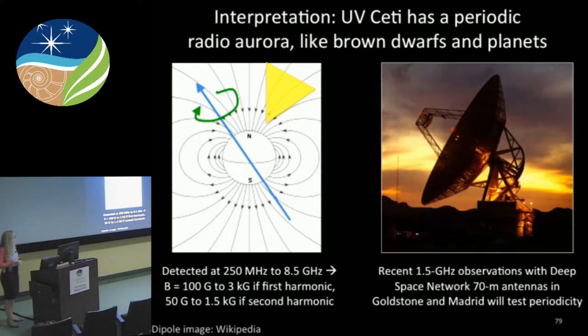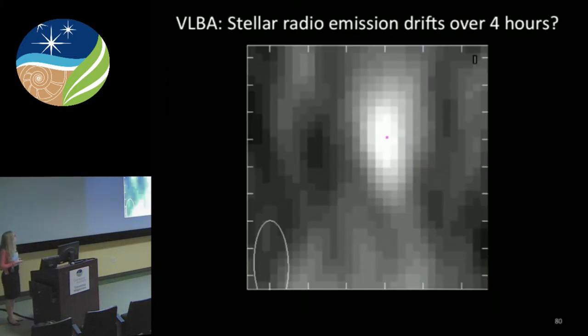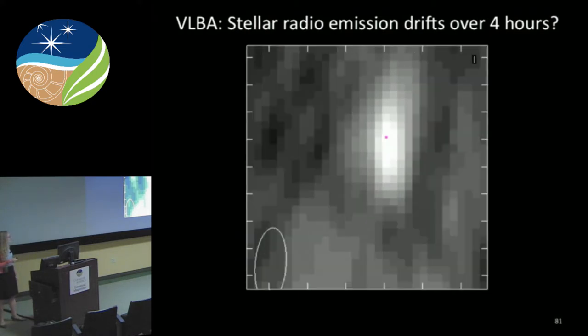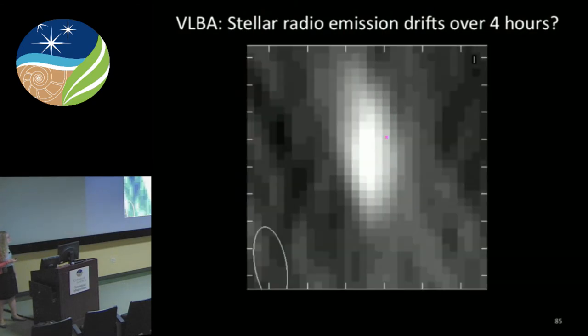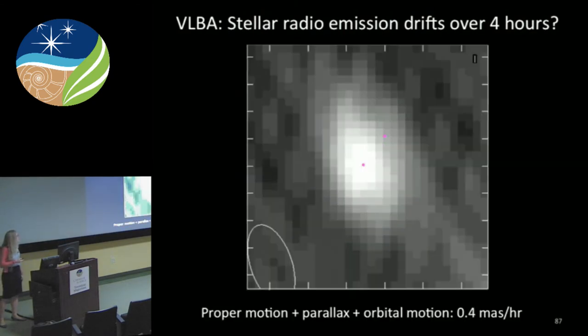And I've conducted recent 1.5 gigahertz observations with the Deep Space Network to try to confirm the periodicity of the star's emission. I also had simultaneous VLBA data for this star, and I just want to show you something that I thought was cool first. When I first imaged the star, I was like, oh, what's going on? That's not good. And I realized that I'd forgotten to take out proper motion, parallax, and orbital motion over the course of the four-hour observation.